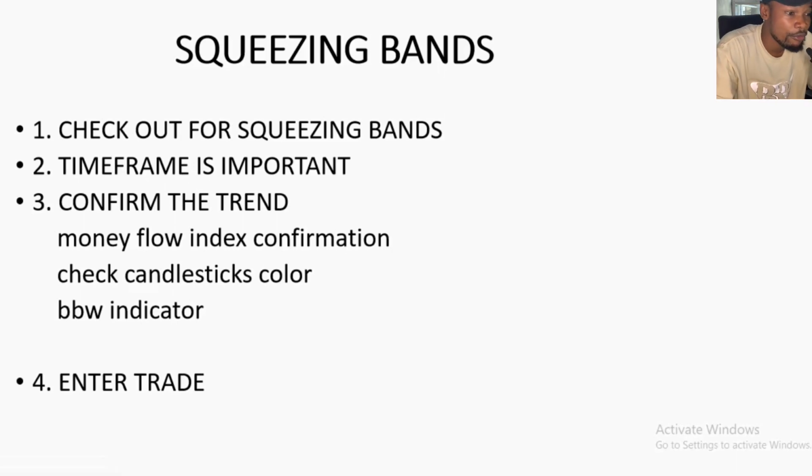Next thing is to confirm the trend. All right, confirm the trend. This is what we'll be talking about today. How to confirm an uptrend and a downtrend. All right, this is what we'll be talking about today, and we'll be using three rules to confirm the trend. First of all, the money flow index confirmation. Secondly, check candlesticks color, and thirdly, the BBW indicator.